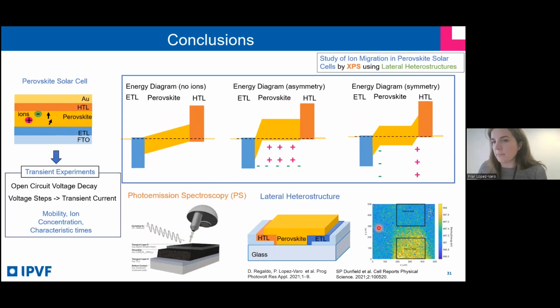And so it's quite interesting that with XPS we are also able to see the potential drop across our device once we are applying a voltage, because at the end this is how we have our solar cell in the field, and here we can see how the potential is dropping across these devices.